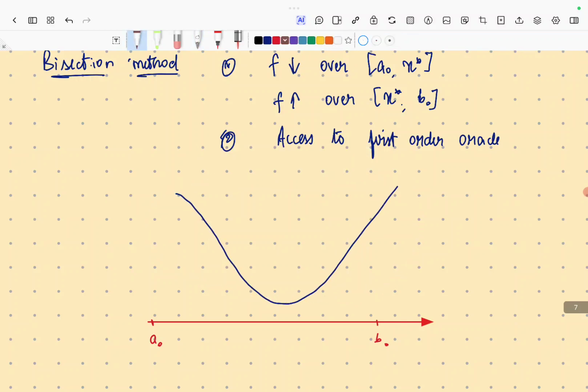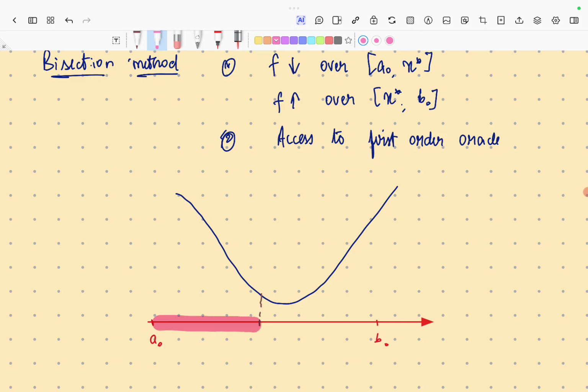I'll take the midpoint between A0 and B0 and just check what is the slope of the function at that point. I evaluate the derivative. If you are to the left of the minimum, then what should happen? Derivative should be negative. If you are to the right of the minimum, what should happen? Derivative should be positive. So just using this, you can eliminate either the interval to the left or the interval to the right. Right.